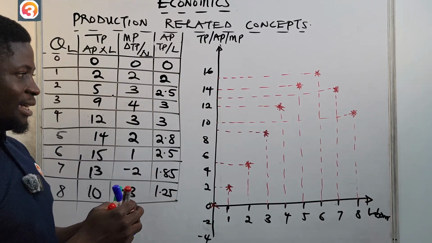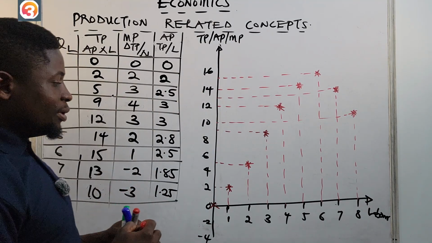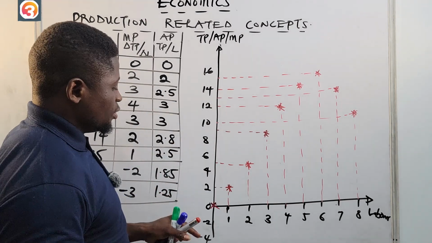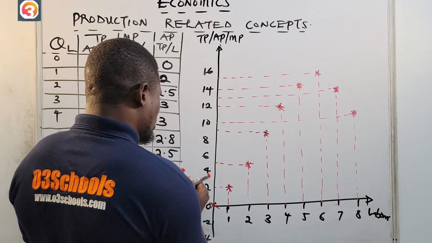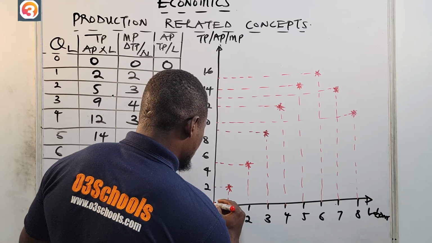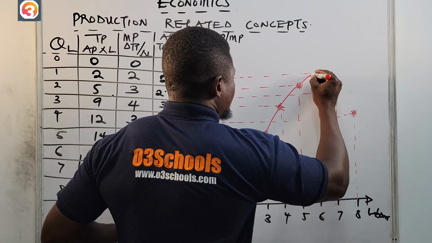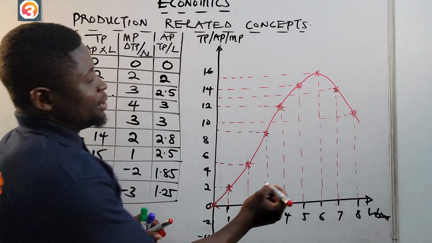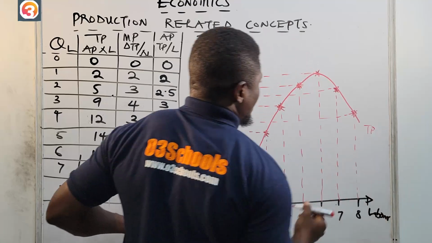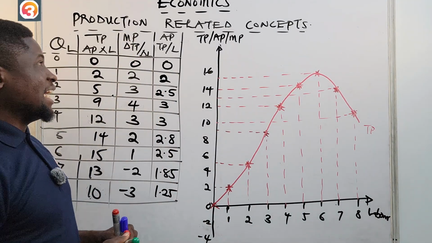So it's as simple as this. Now we can draw our graph. We can join the points together. Starting from here, like this, this will be our TP curve. So let us join. I'm going to have something like this. So this is our TP curve. We name it there, TP. Now let us draw that for the MP.